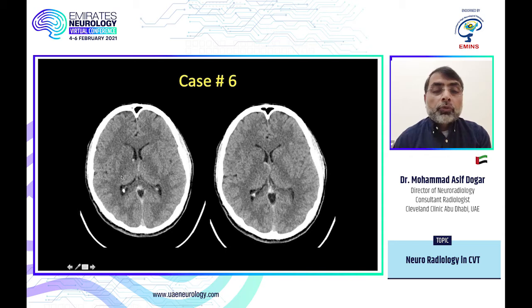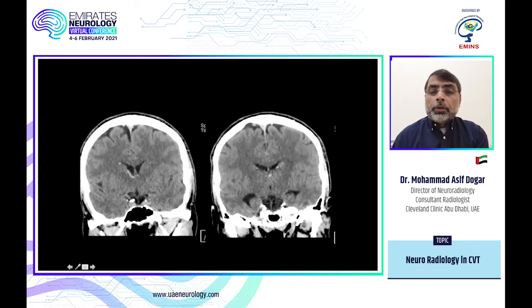But if you take a look carefully, there is this hyperdensity in the vein here. And here you can see the thalamostriate vein coming here, it is hyperdense as compared to the other side here. On the coronal images, you can see this bilaterally. Here, this vein is hyperdense. You can see again here it is hyperdense, and then these two veins are hyperdense here.